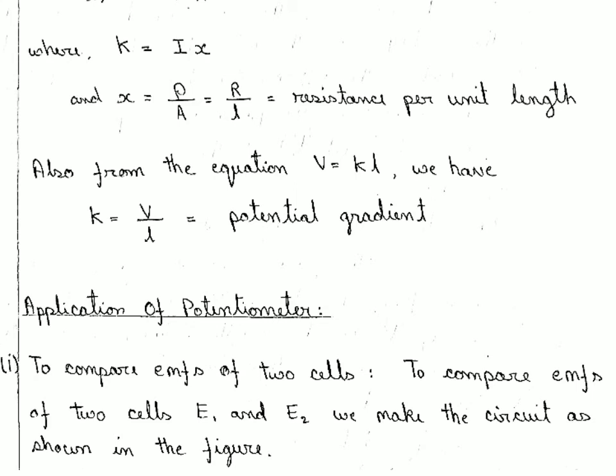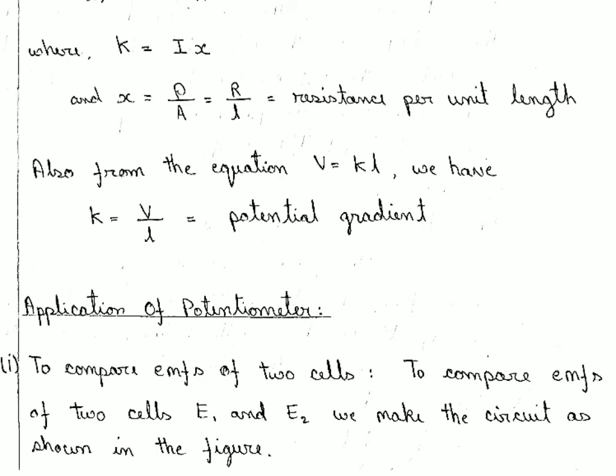So here you need to remember this principle of the potentiometer, that the current has to be kept constant, and the area of cross section of the wire has to be uniform throughout. Then only the potential drop across the portion of the wire is proportional to the length of the portion.